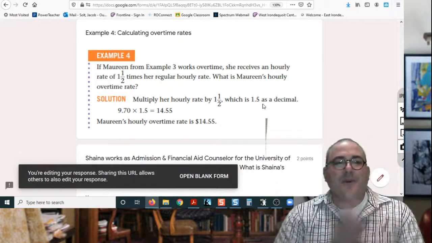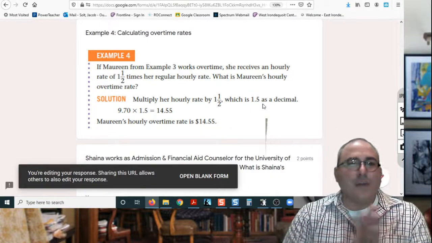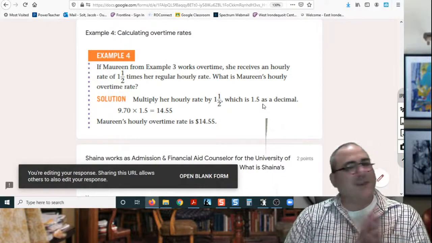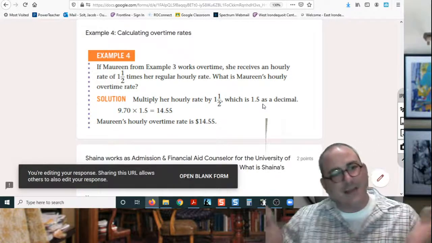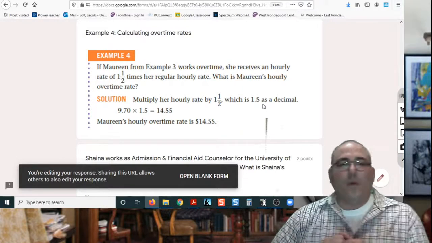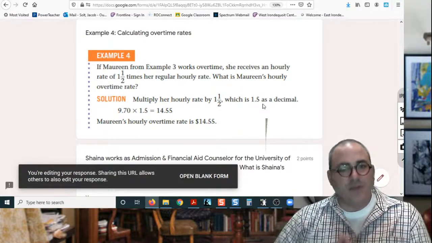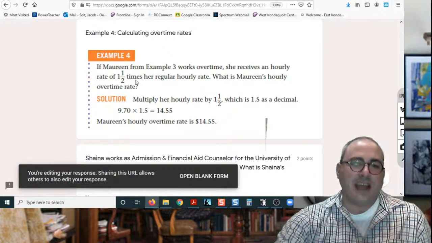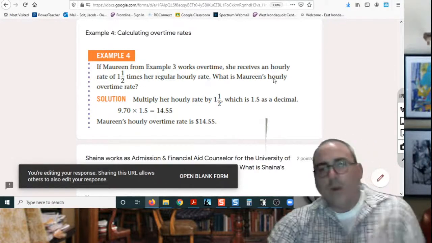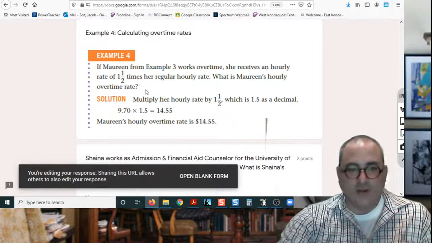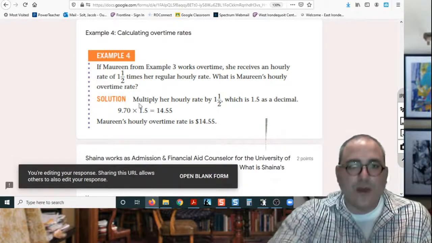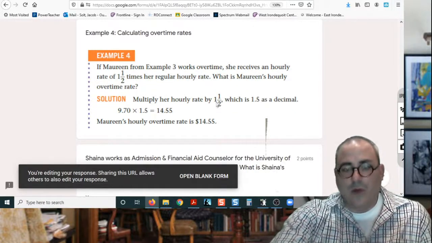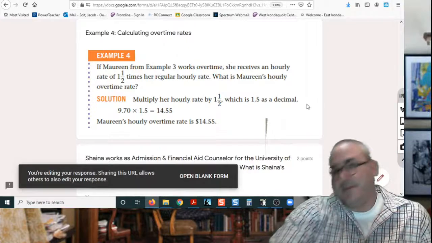All right, so example 4 here, calculating overtime rates. Ooh, Mr. loves his overtime. I miss overtime. I don't get overtime anymore. I'm salaried now. If Maureen, from example 3, were to work some overtime, she would receive an hourly rate of 1.5 times her regular pay. What is Maureen's hourly overtime rate? How do you find that? Well, multiply her hourly rate by 1.5, which is really 1.5 as a decimal.